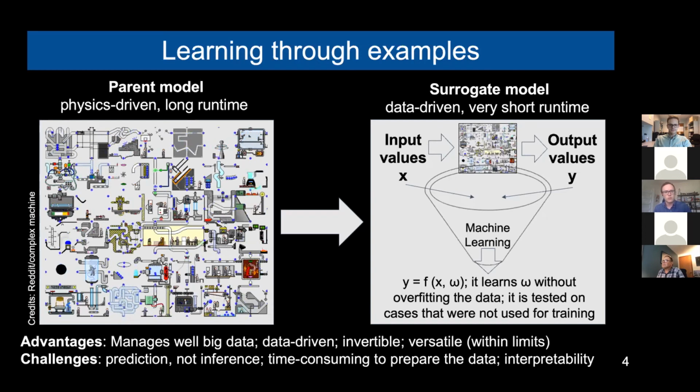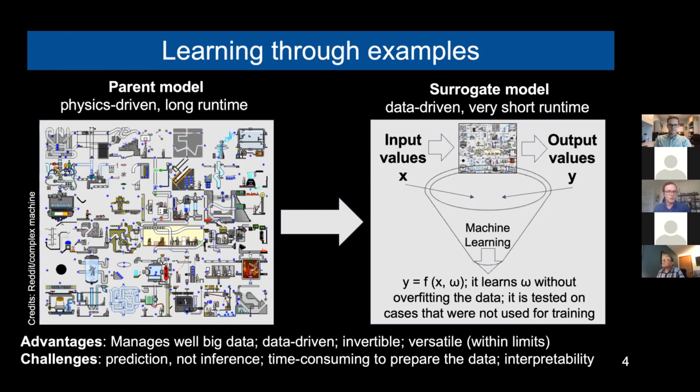The advantage that you get with this is that you get a model, which I call a surrogate model, that is very fast and is accurate within a known level of accuracy of the parent model. You're also able to get better and better as you provide more data. Because it's fast, it is invertible statistically, and it can also be used for different applications, so it is versatile.